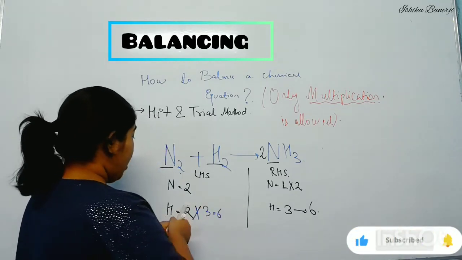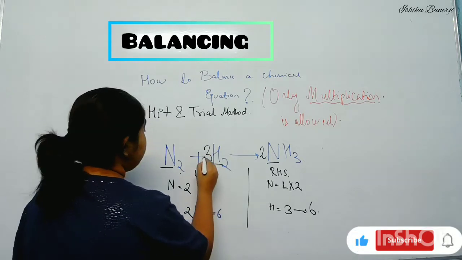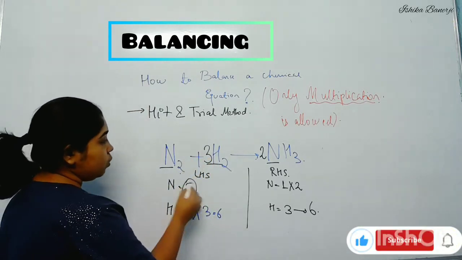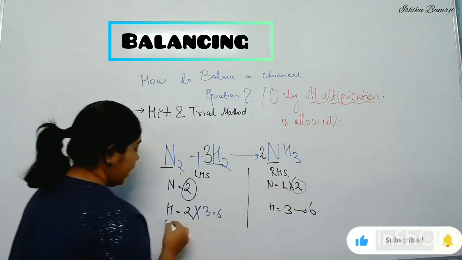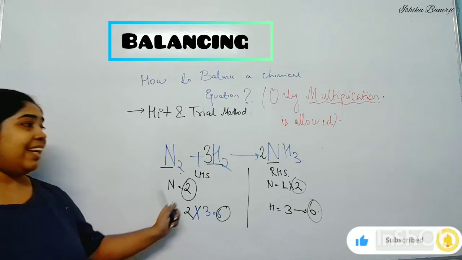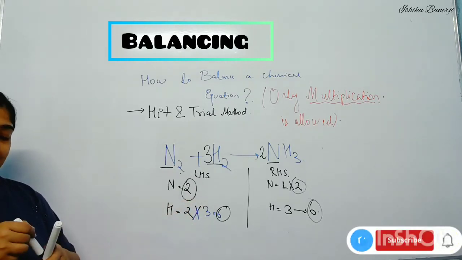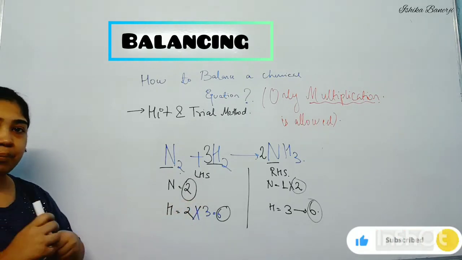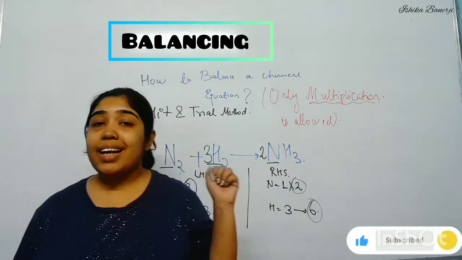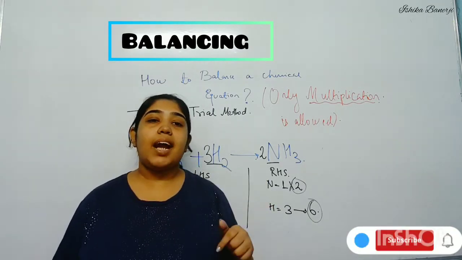So what I am doing is multiplying this with 3. Now can you see whether the equation is balanced or not? N here is 2, N here is 2. H here is 6, H here is 6. So now I can say the given equation is completely balanced. Clear or not? Okay. If you did not understand properly, please write it in the comment section.